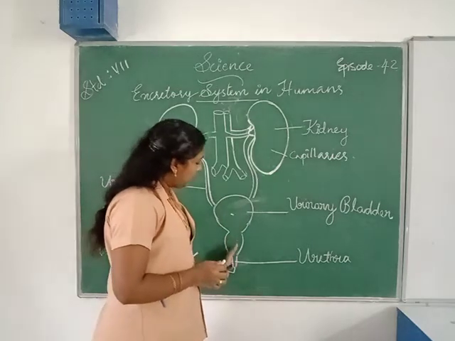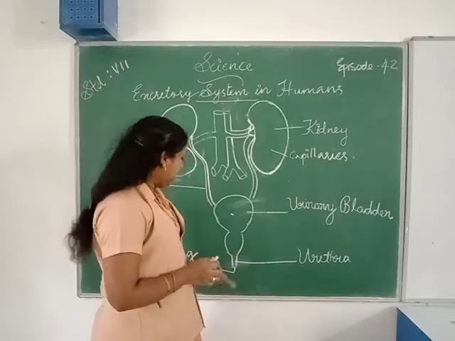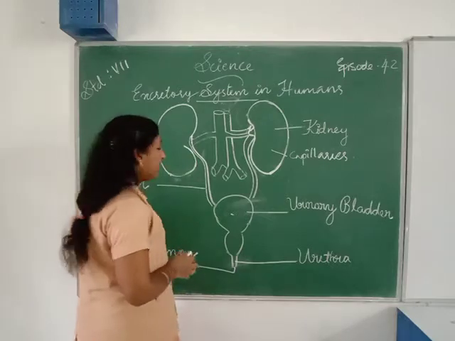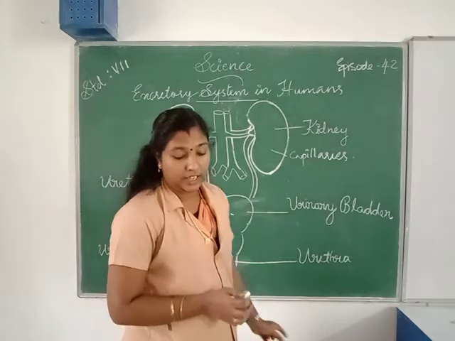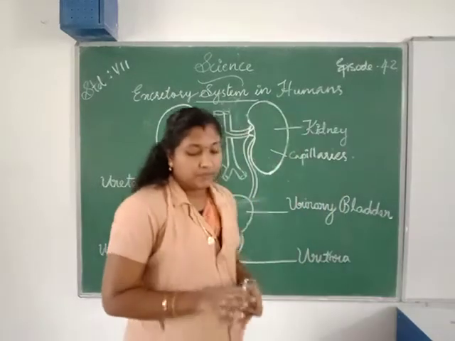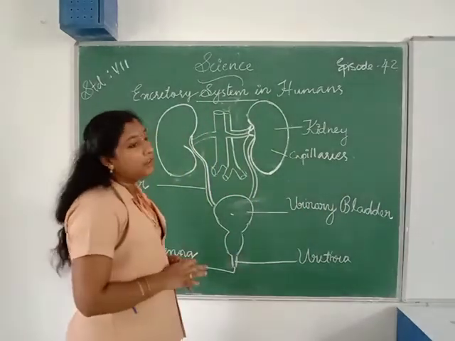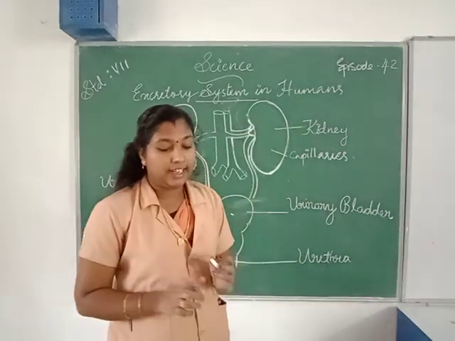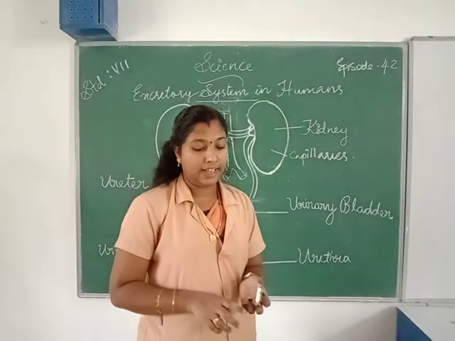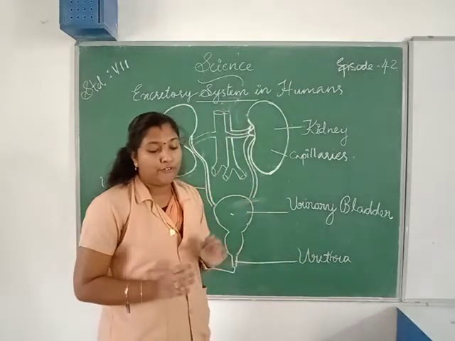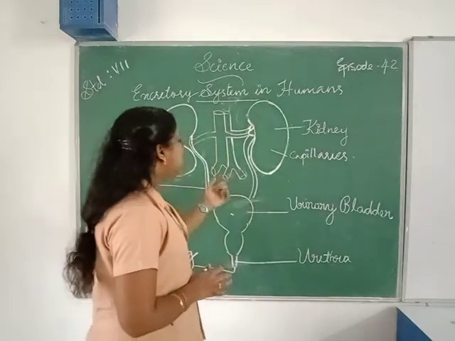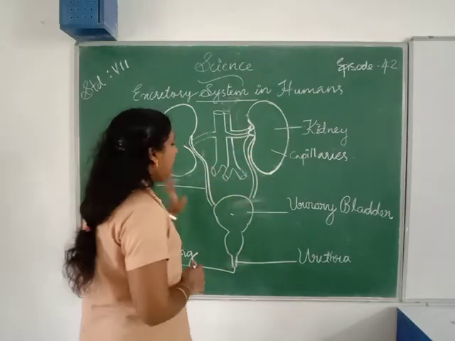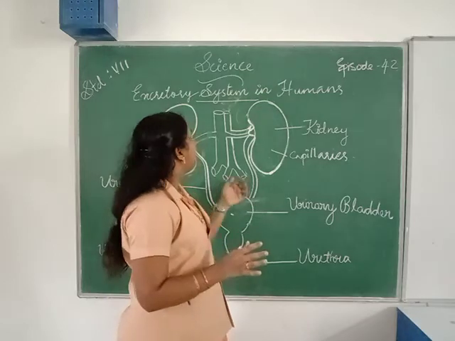Then it passes into the urethra, and then it passes through the urinary opening. Once again, the excretory system in humans consists of kidneys, ureters, bladder and urethra. Two kidneys are there. So kidneys, urinary bladder, ureter and urethra constitute what?